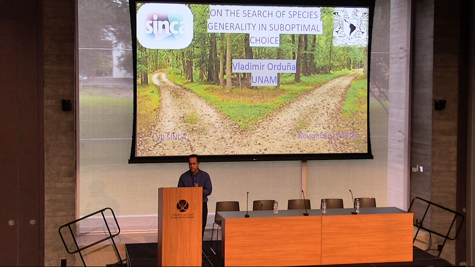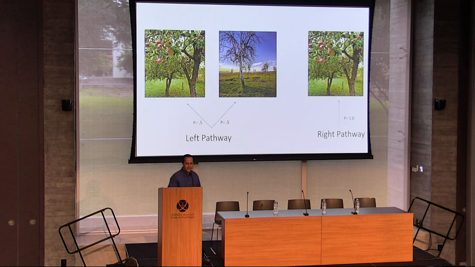Life is full of choices. Imagine a simple choice situation like the one that we are seeing, in which we have to choose between two roads, the left and the right. Imagine that when you have gone through the left path, you used to find beautiful apple trees with very good apples with probability 0.5. You know with this stimulus that you could be eating an apple 10 minutes later. But in other occasions, with probability 0.5, you find a tree without apples. Certainly you can know that you will not be eating an apple 10 minutes later.